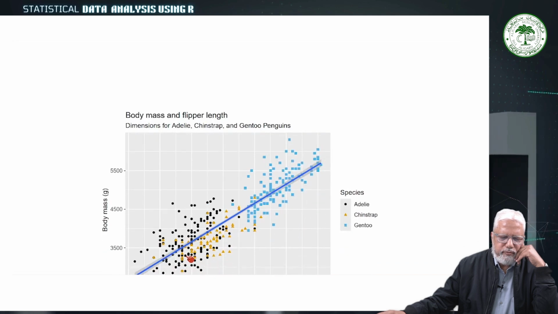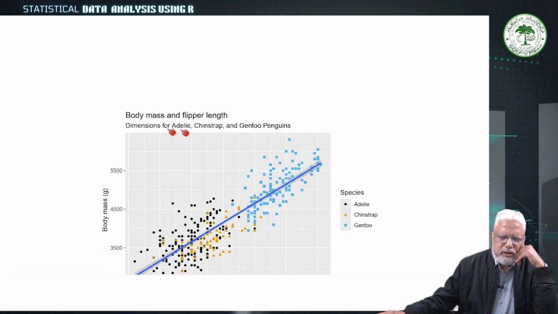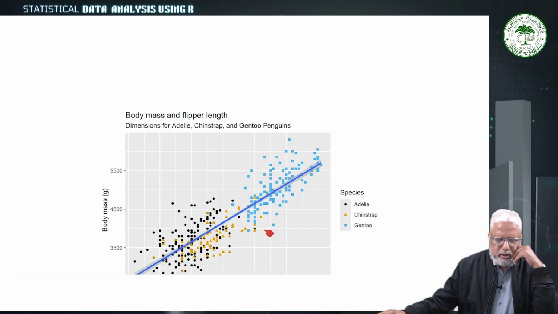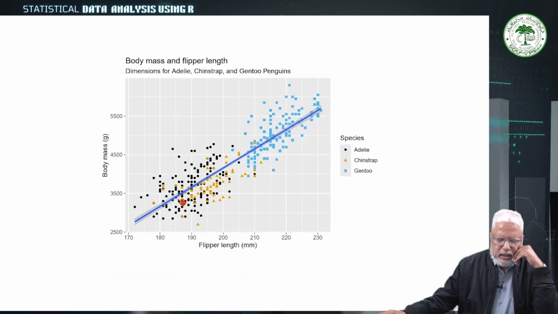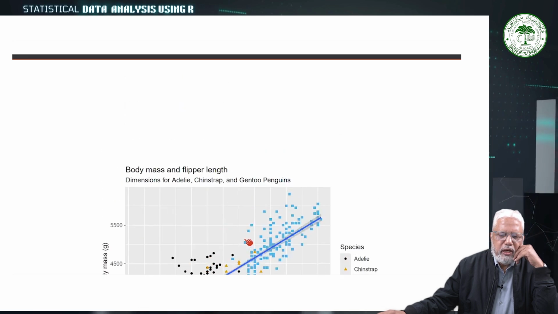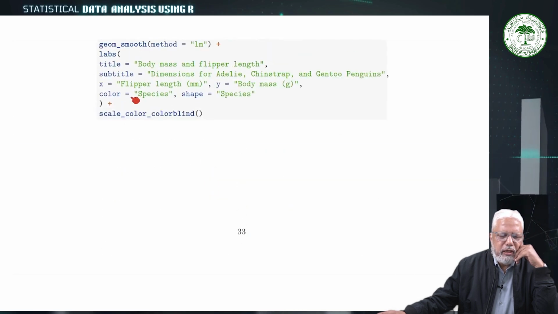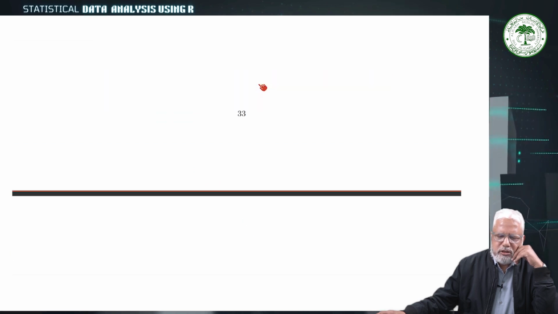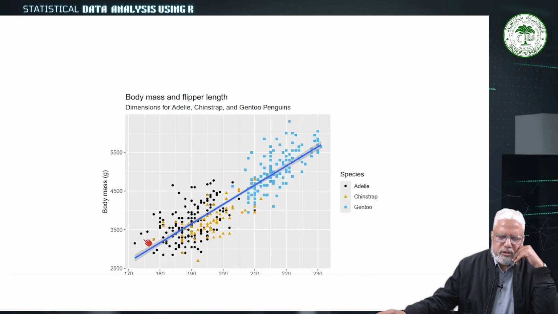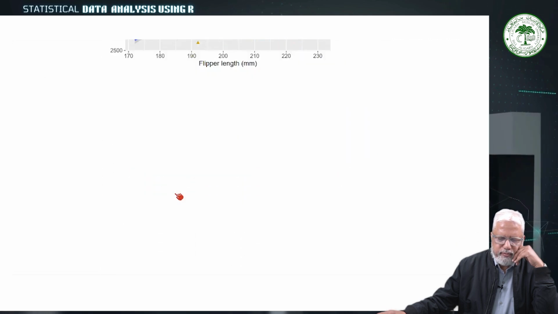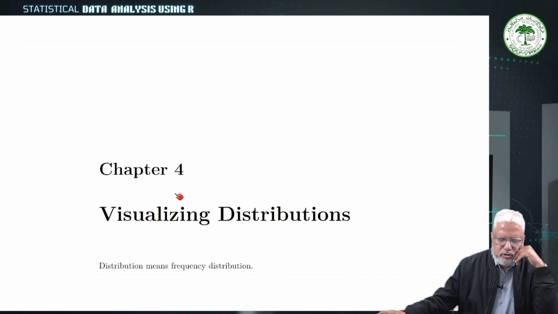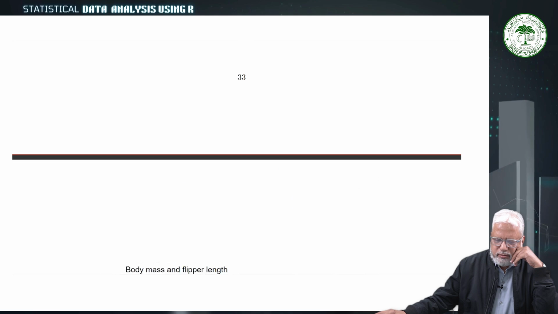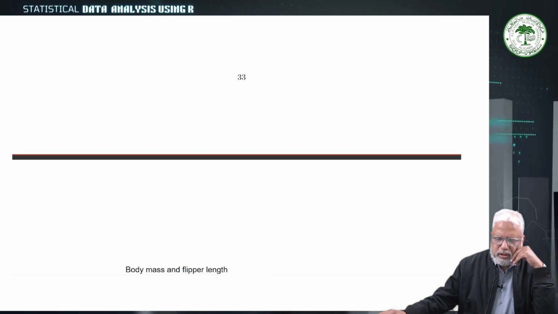So, we get this graph. This is the title, this is the subtitle, and these are the species and these are the shapes. So, all these things are there, and on the x axis this is typed, on the y axis this is typed. So, this is the complete graph and this is the complete output. Now, we can have these things through the commands also.